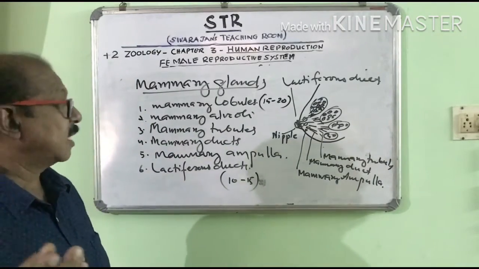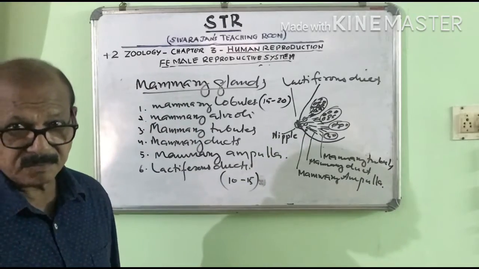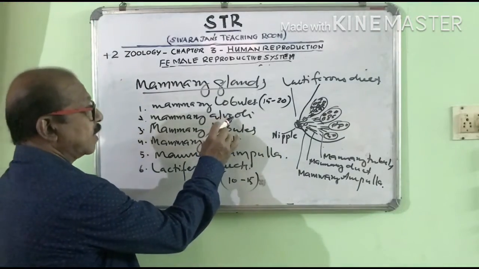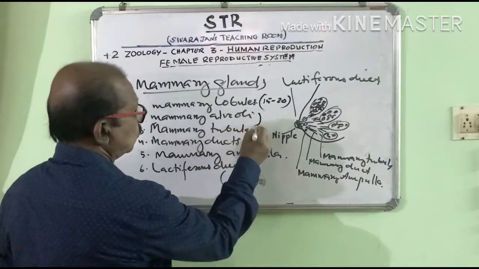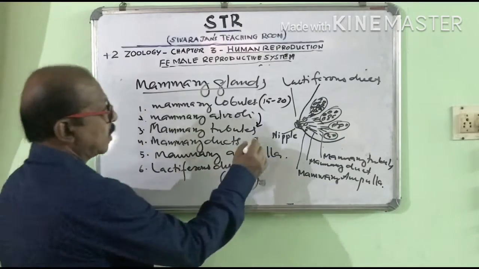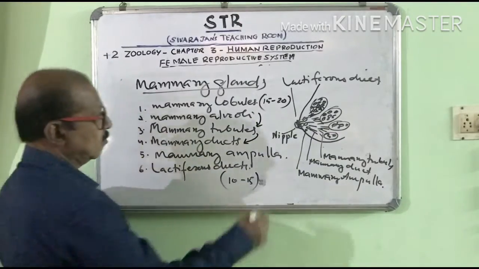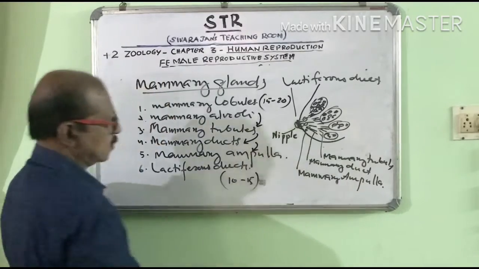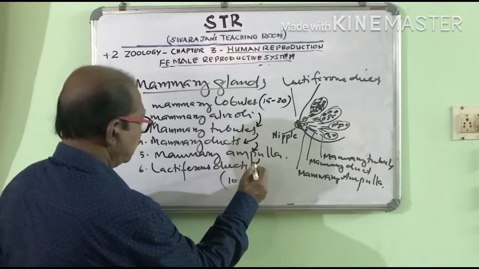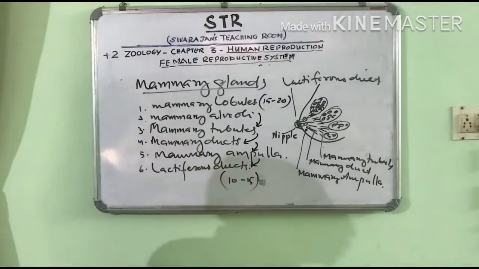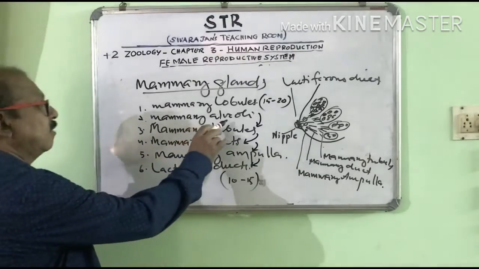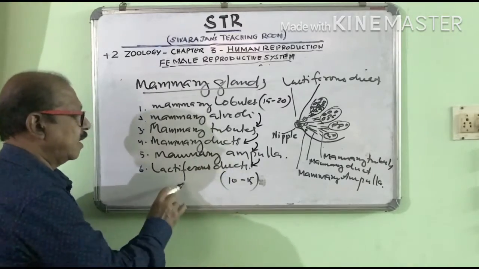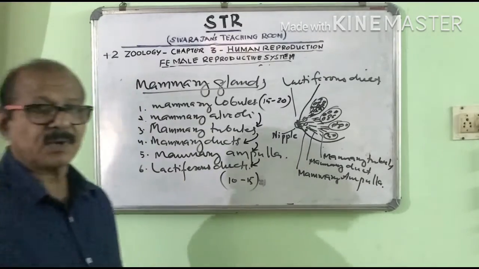So there may be a question like this: what is the flow chart of the flow of milk in the mammary glands? The mammary alveoli to mammary tubules to mammary ducts to mammary ampulla, then mammary ampulla to lactiferous ducts. So what is the flow chart of the flow of milk? Mammary alveoli, mammary tubules, mammary ducts, mammary ampulla, and lactiferous ducts. It is the flow chart of the flow of milk.